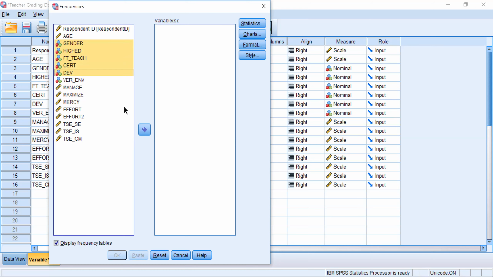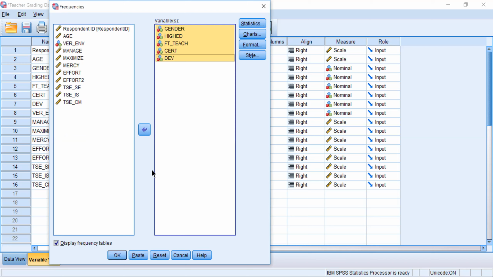So we want all of those over, and all we want is the frequency tables on them. We would not obviously want the mean on gender because it might give us a value. If gender is coded 1 and 2, it might give us a value of 1.75, which is meaningless.